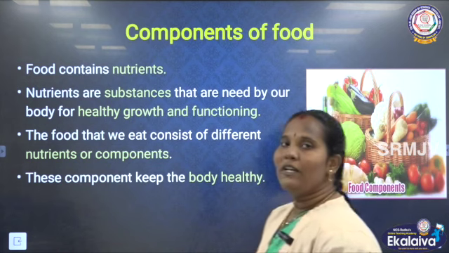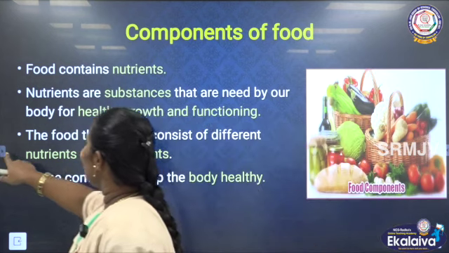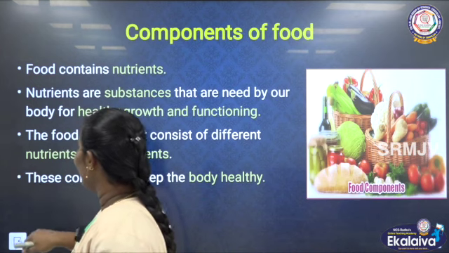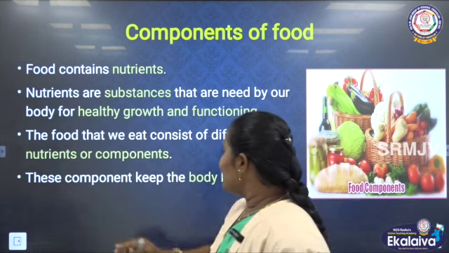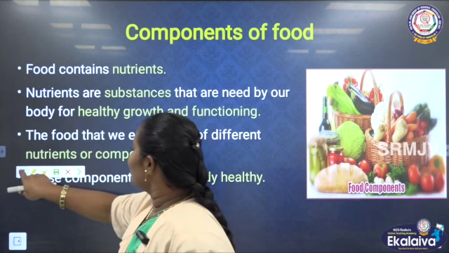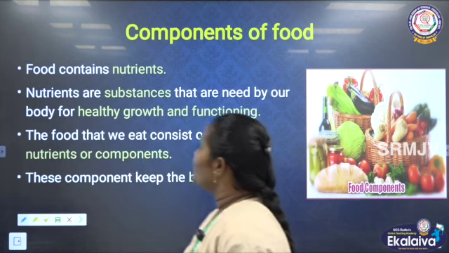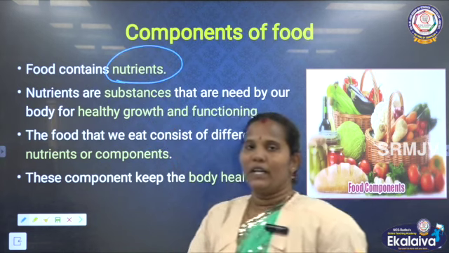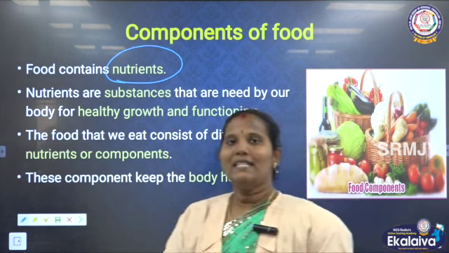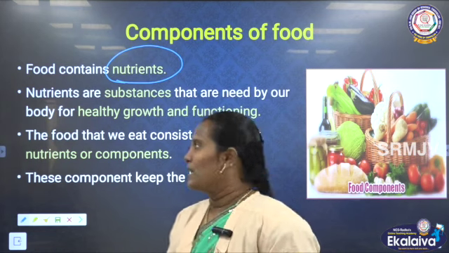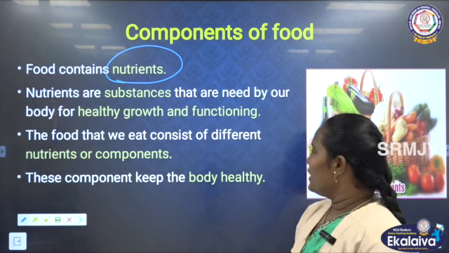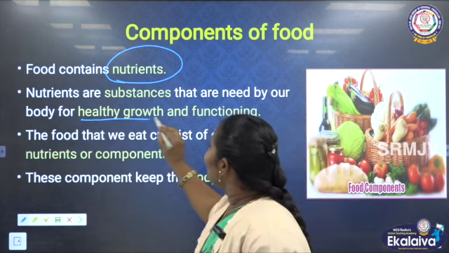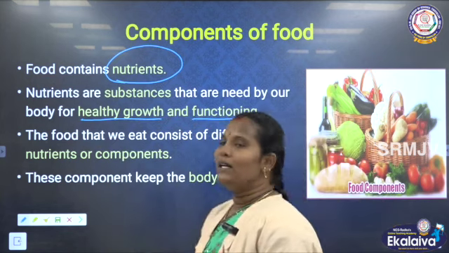See, components of food. First of all, why do we need food? We know that we need food. Why do we need food? Food is important for us. Why is it important? Food contains many substances. These substances are very important for us. Why are these substances very important? These substances give us healthy growth and functioning of the body.